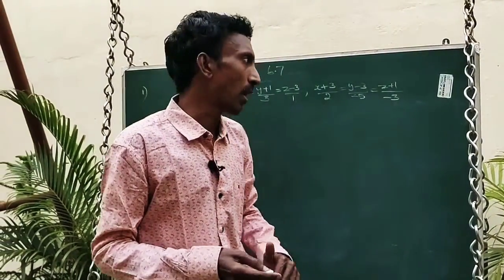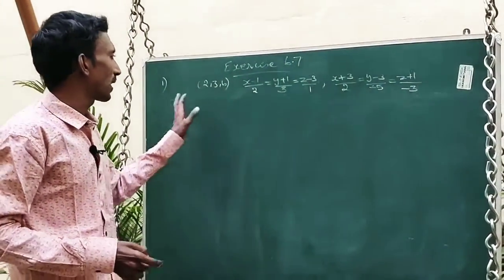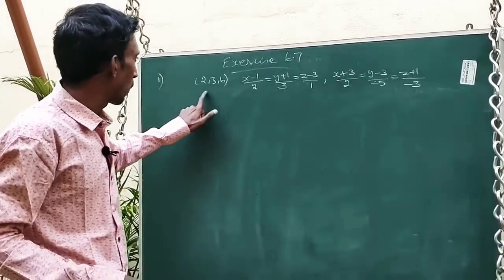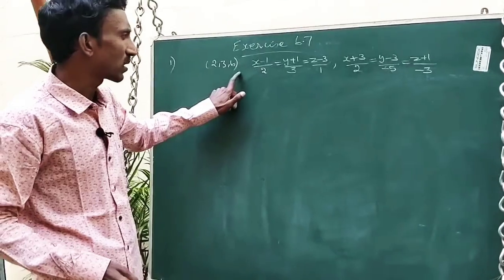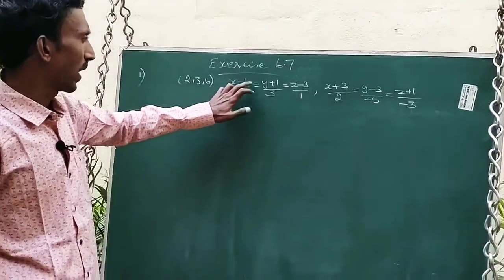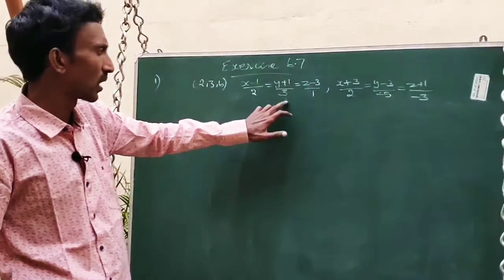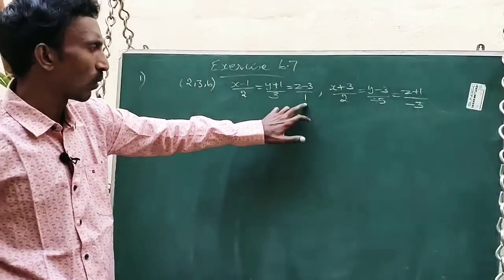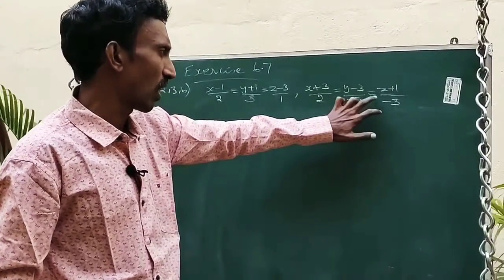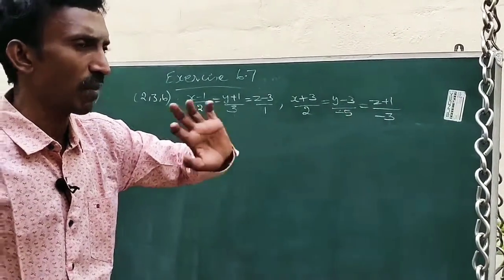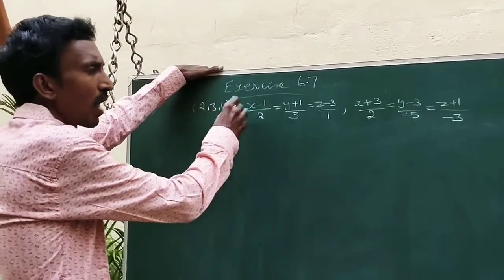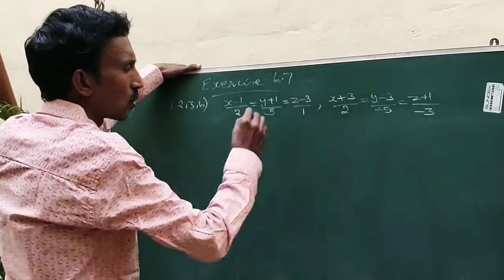Now question number 1. Find the non-parametric vector form and Cartesian form of the plane passing through the point 2, 3, 6 and parallel to the 2 given straight lines. So (x minus 1) by 2 equal to (y plus 1) by 3 equal to (z minus 1) by 1. And the second line is (x plus 3) by 2 equal to (y minus 3) by minus 5 equal to (z plus 1) by minus 3. The required plane is passing through this point and parallel to these 2 straight lines.